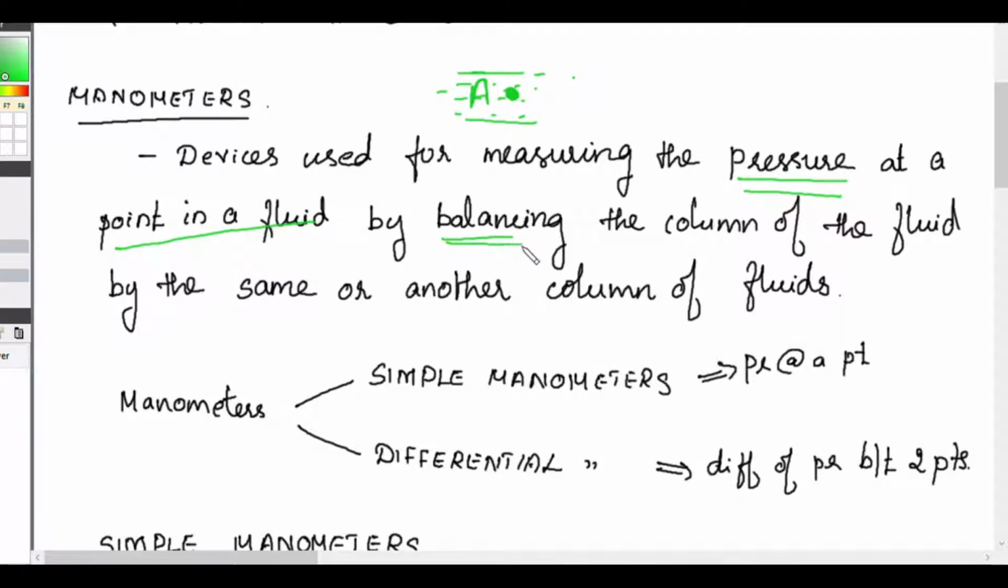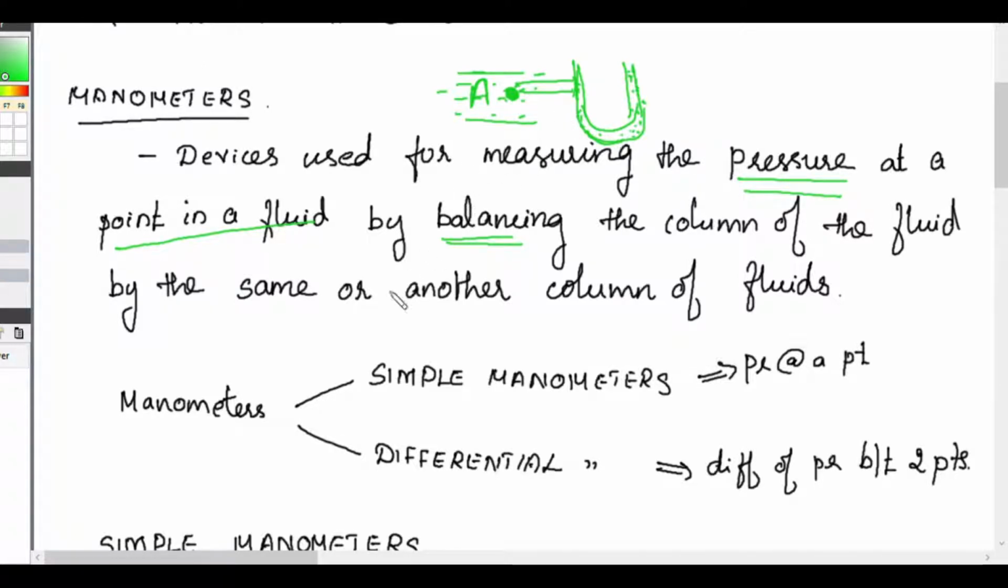The principle of a manometer is that it balances the column of fluid by the same or another column of fluid. So it balances the fluids. You will have columns and you will have liquid in the columns. With the help of the fluid in the columns, you will be able to measure the pressure. That is what is called a manometer.